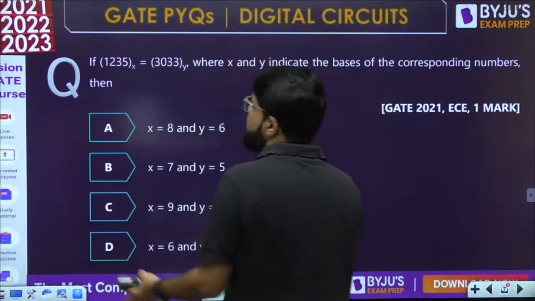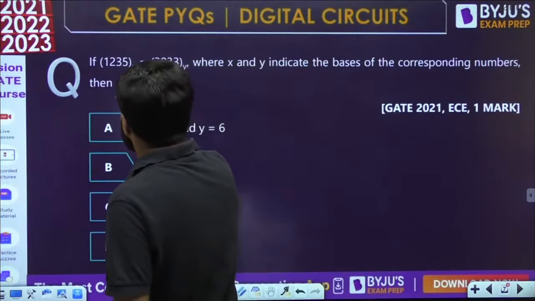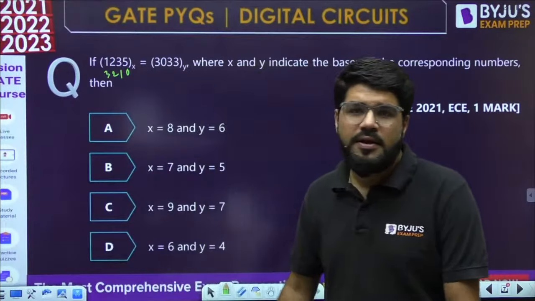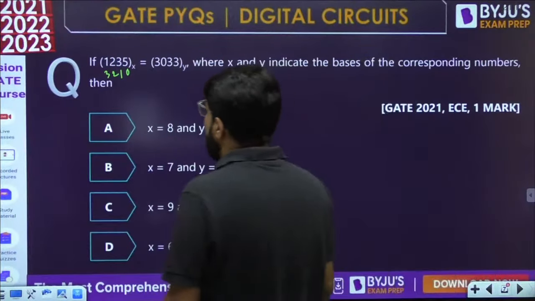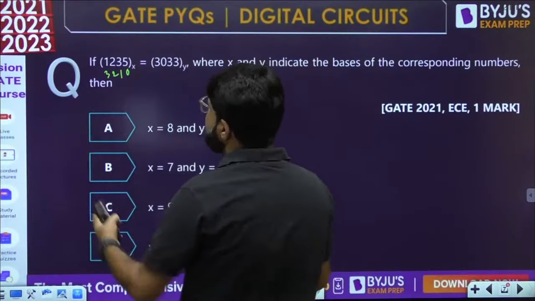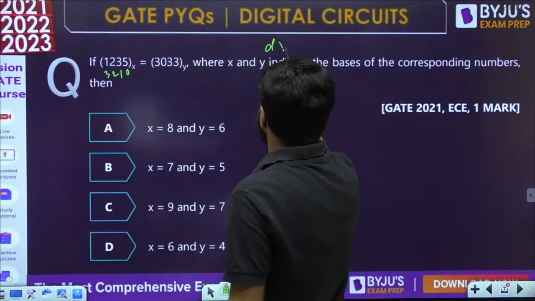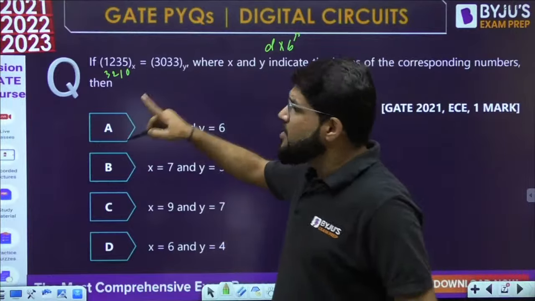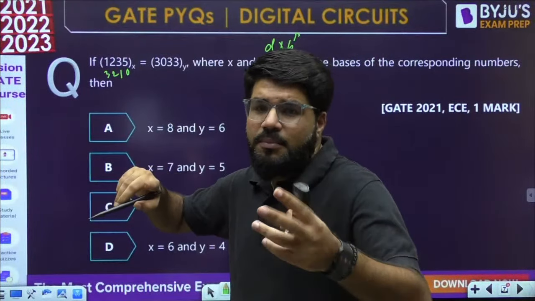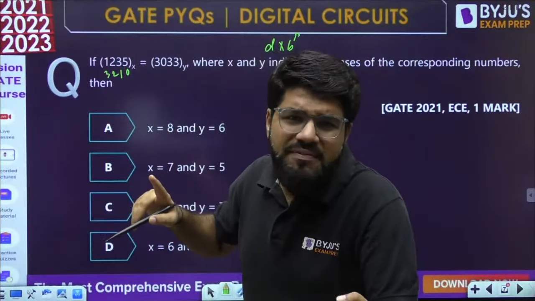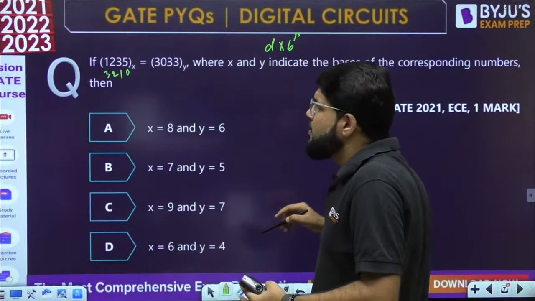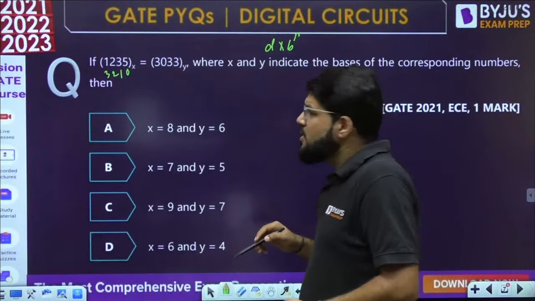Now guys, we all know how the positions are allocated. This is position 0, then 1, then 2, and then 3. Based on this position, we do digit into base raised to the power position. So if two numbers are equal in unknown bases, ultimately they are equal, so their decimal values will also be equal. Let us compare their decimal values then.